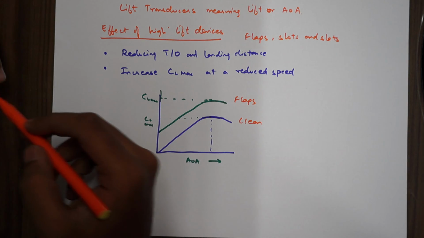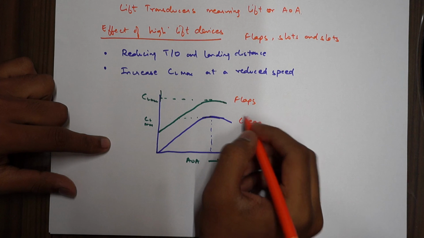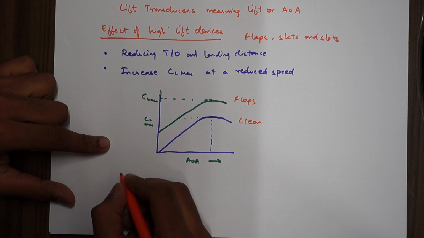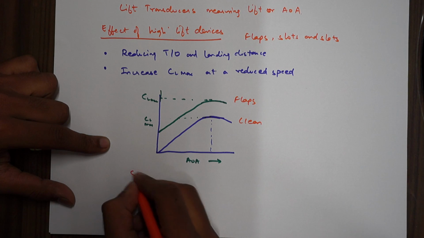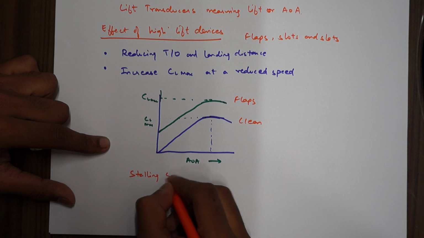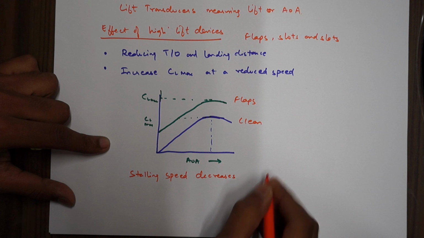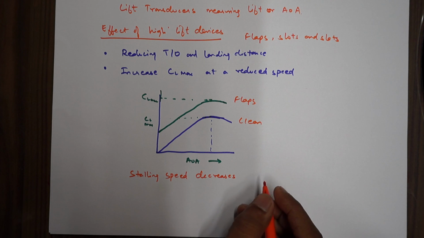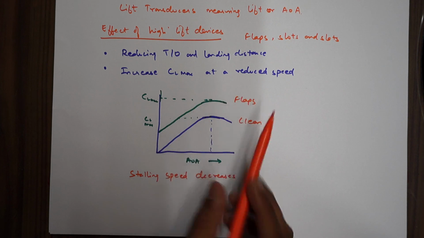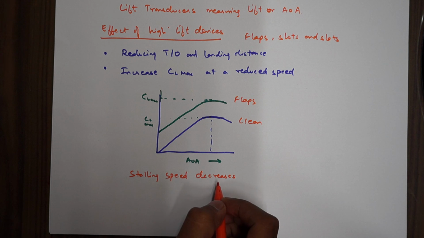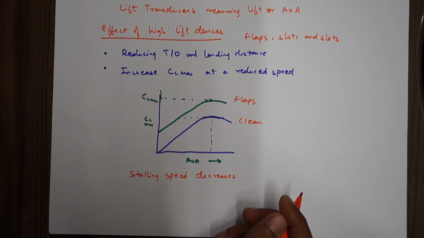Okay. And if you extend high lift devices, the stalling speed also decreases, so it's an advantage. Though the drag and all increases, we'll be discussing that in the next video, but during the landing and takeoff, your stalling speed decreases and the CL max increases.